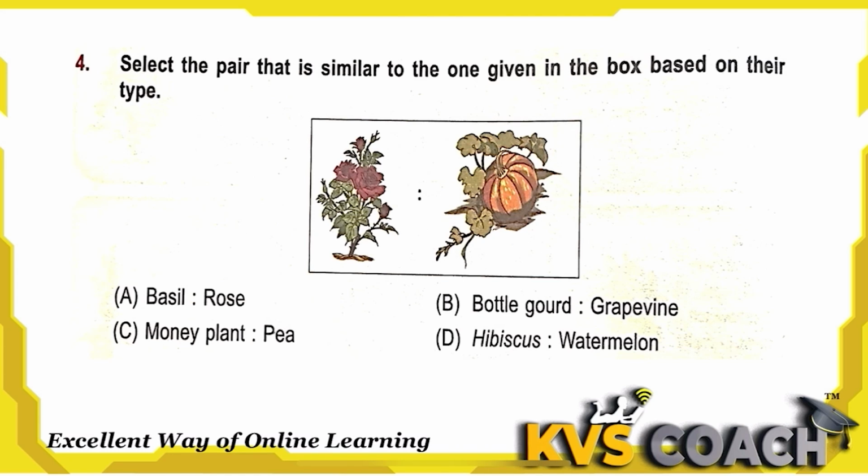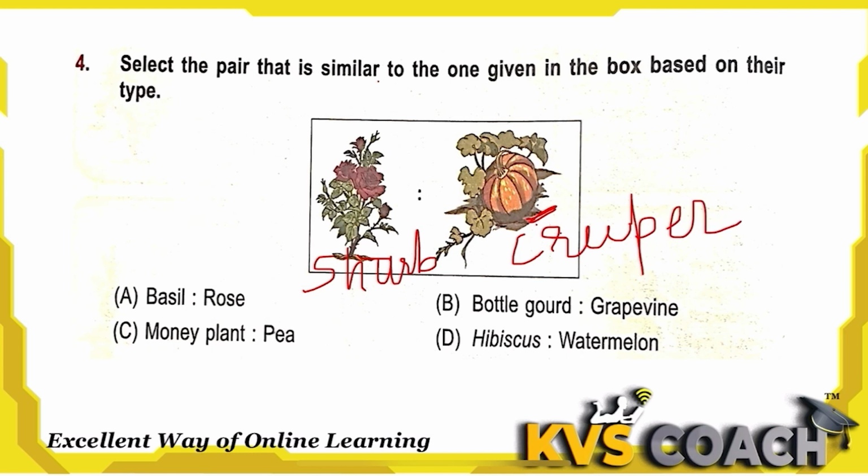Next question is, select the pair that is similar to the given in the box based on their type. Here we have a rose plant and a pumpkin plant. It means rose plant is a shrub plant and this is a creeper. This is a creeper plant. So we have to find this type of pair, shrub and creeper.